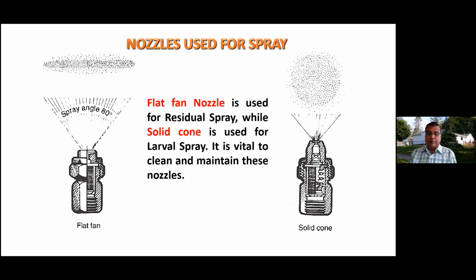These are the nozzles, two types of nozzles we use for spray. One is flat pan, which is used in stirrup pump. The angle is about 80 degrees from the nozzle, and it gives a swath of about 3 to 4 feet in the wall. It is used in residual spray, while the solid cone, you can see in the right side, is used for lateral spray. In the knapsack or in the hand compression sprayer, we use only solid cone nozzle.